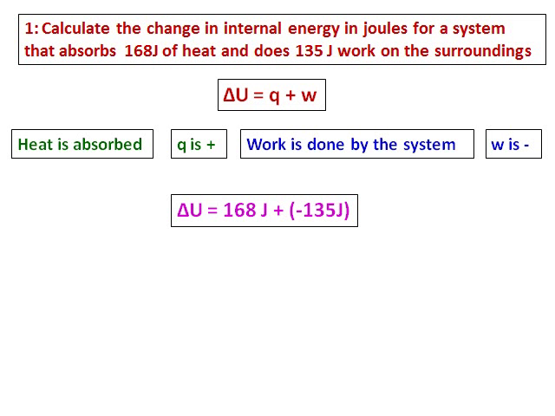Then substitute it into the equation. Delta U equals, I take the positive Q, 168 joules, and in front of W I put a negative because it says work is done by the system, and hence it is negative 135, and the value comes to 33 joules.